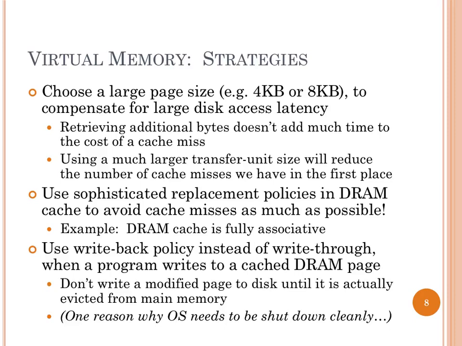Okay, and also we will use write back because it would be dumb, again, to do write through. Every time you have a memory write, you go ahead and write it back to the disk. That would be really sad. So basically we accumulate a bunch of writes in memory, and then eventually we evict that page and write it back to disk. Now you'll notice that that means that our OS needs to be shut down cleanly, because if it's not, we'll lose whatever writes occurred in memory. Okay, so that's just one of the realities of how these systems work.